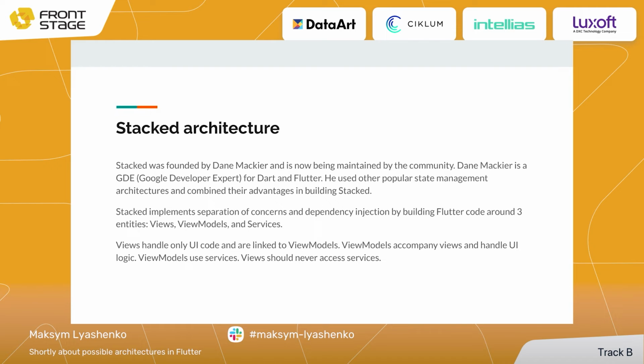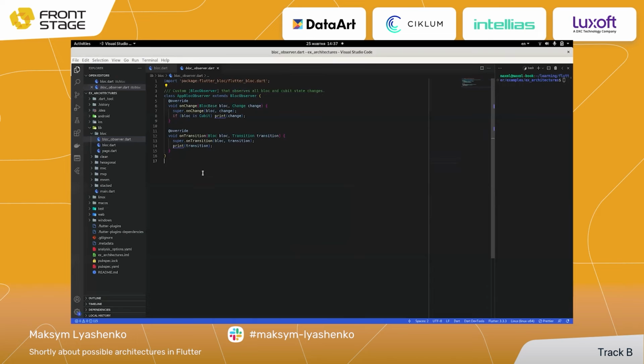Who knows MVVM? We will talk about this later, but that's like a huge start for MVVM. And one more time, with dependency injection, you provide a class with the service dependencies it needs for proper functioning. In turn, these services abstract out and handle the app's business logic. Stacked implements separation of concerns. Views handle only UI code and are linked to view models. View models accompany views and handle UI logic. View models use services. Views should never access services. Note that Stacked uses ChangeNotifier, common Flutter functionality.